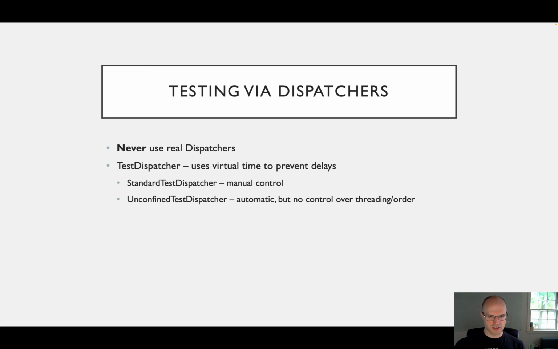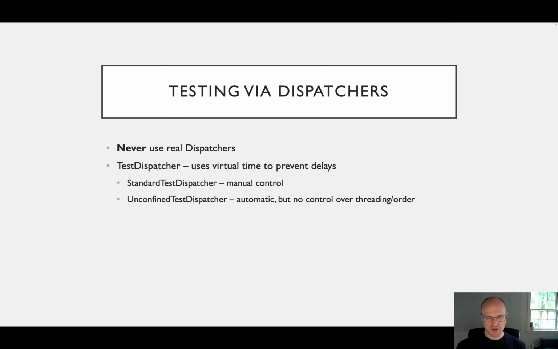Obviously, your tests run faster. You don't have to wait for real delays and real timeouts to occur in your code. But most importantly, it gives you a lot more reliability because you can control that virtual time to do exactly what you want in your test. So you have two options when it comes to using TestDispatcher. You have the standard TestDispatcher, which is this manual control option.